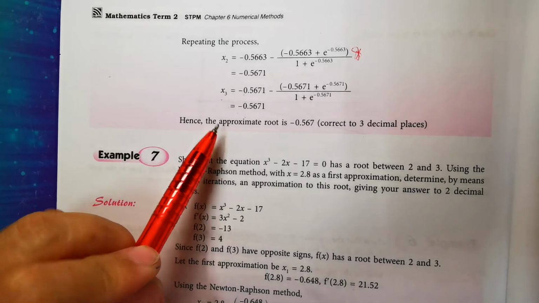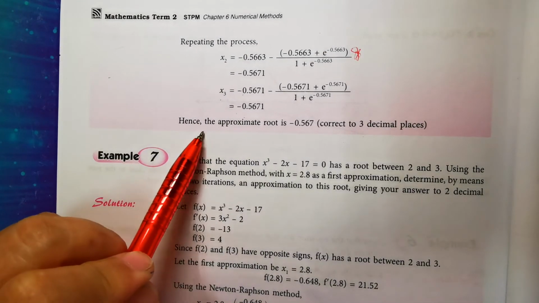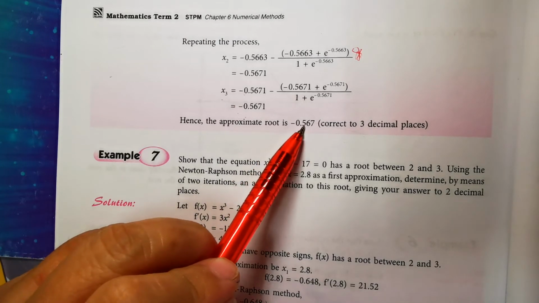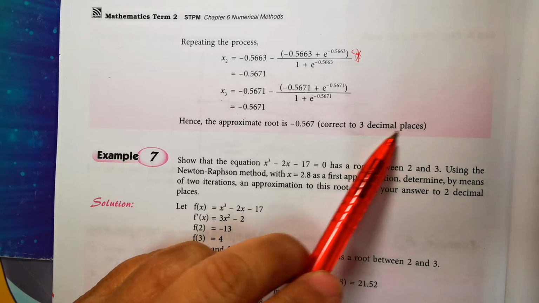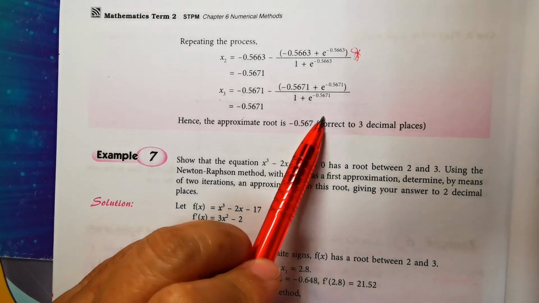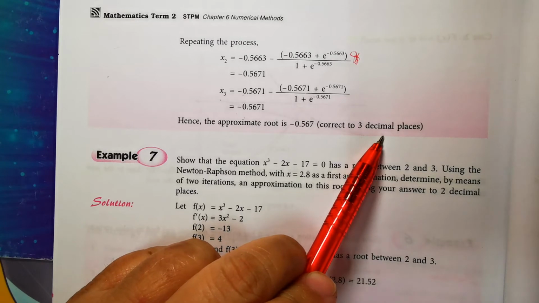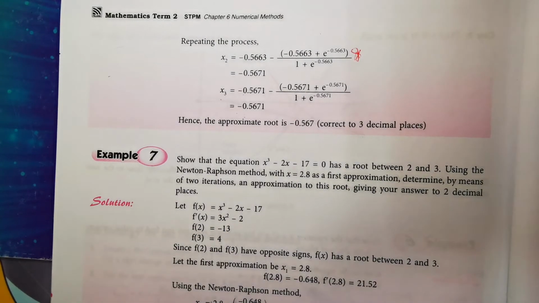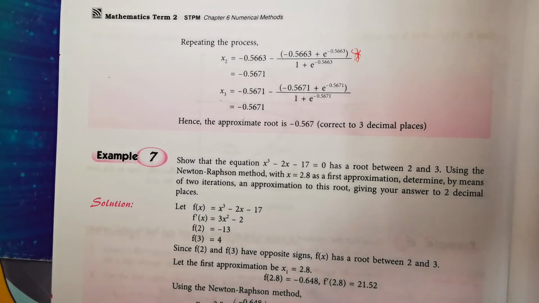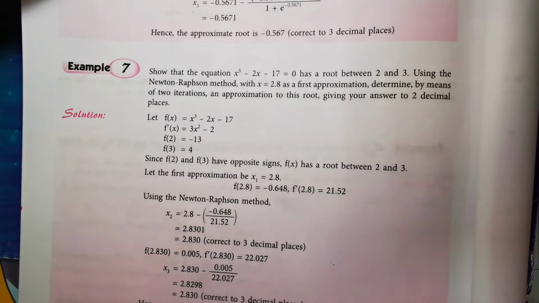Then write the conclusion. Every time, please write the conclusion and the final answer. Hence, the approximate root is negative 0.567, correct to 3 decimal places. Please write it. If you don't want to write a sentence, put a bracket 3dp. Alright? Must write. Okay? So this is the complete method for you to answer in the exam. Okay? Alright, next example.